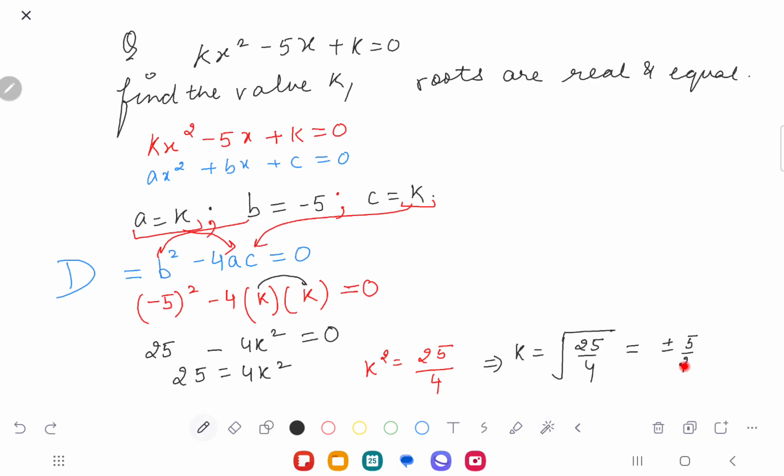So k actually could be both the values plus minus 5 over 2. K here could be either plus 5 over 2 or k could be minus 5 over 2. That's what it basically means. So that is the value of k. The roots are real and equal. Understood or not? Understood. Okay. The next question.